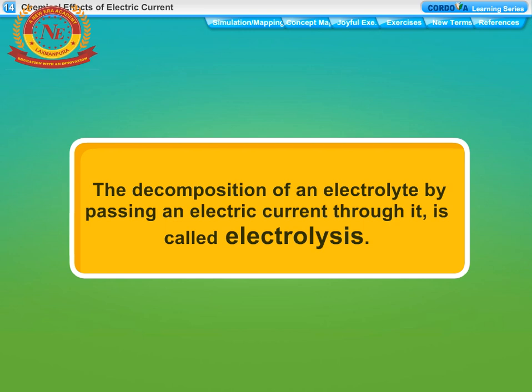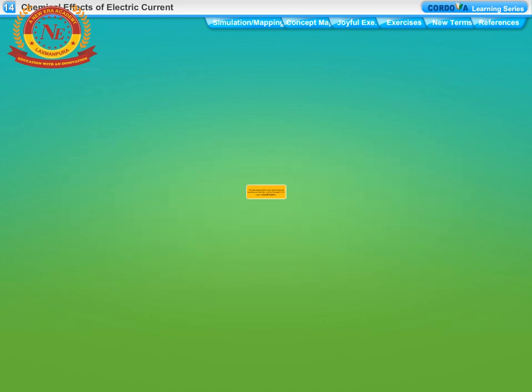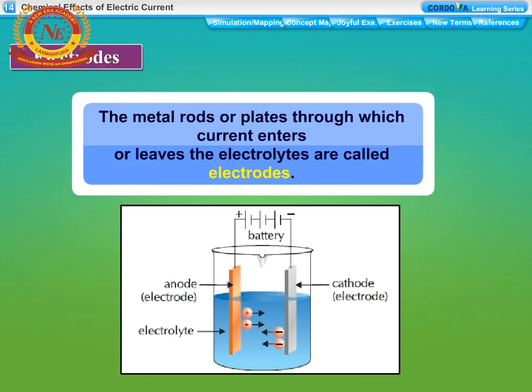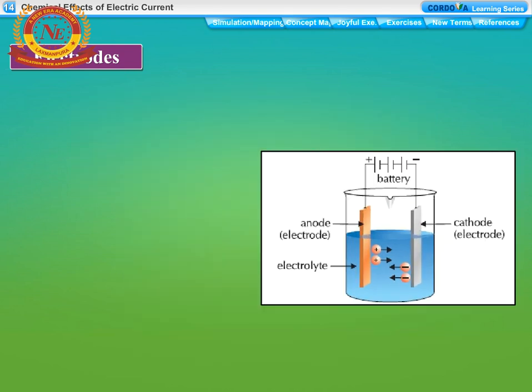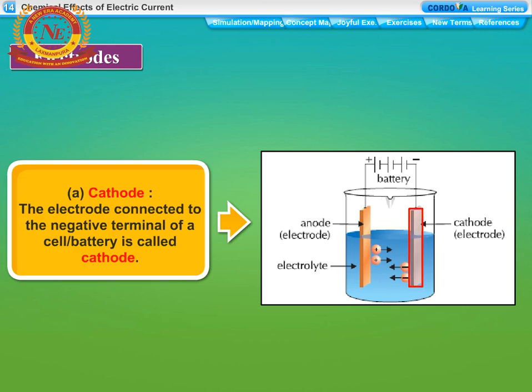Electrolysis. The decomposition of an electrolyte by passing an electric current through it is called electrolysis. Electrodes. The metal rods or plates through which current enters or leaves the electrolytes are called electrodes. They are of two kinds. Cathode. The electrode connected to the negative terminal of a cell battery is called cathode. During electrolysis, the positively charged ions, cations, present in the electrolyte move towards the cathode.